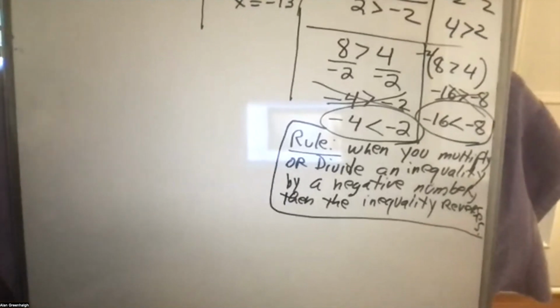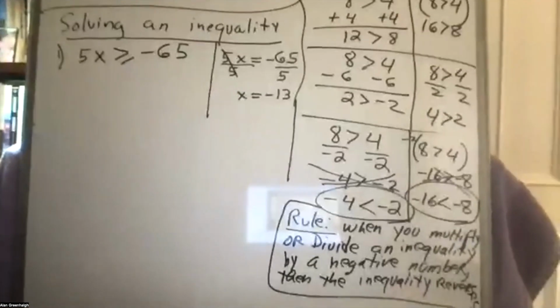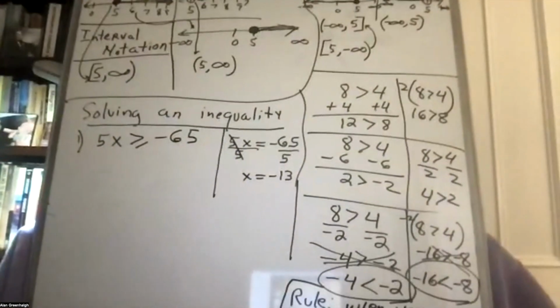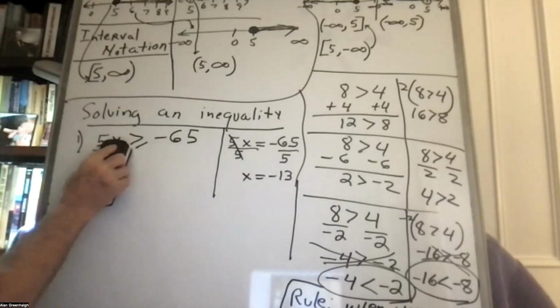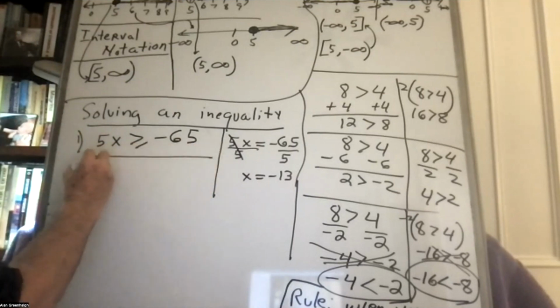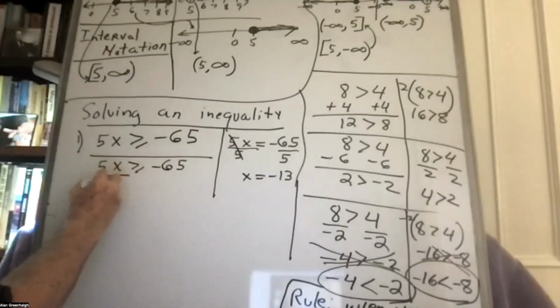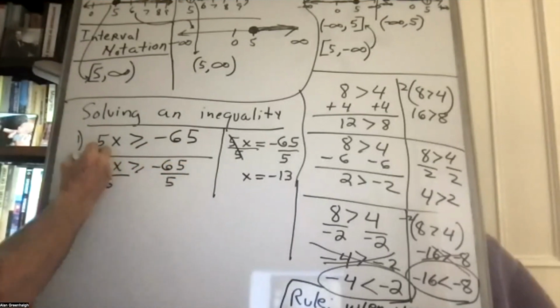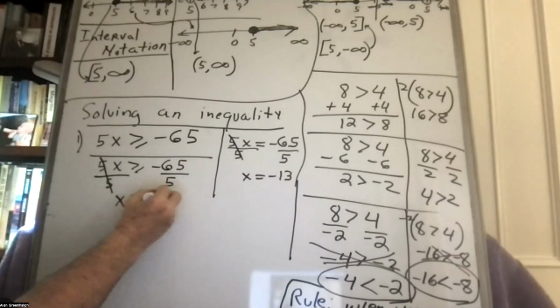Okay, now let's solve some of these things, okay? So now we go back to the problem we were doing here, the original problem. And let's solve it. Well, let's do it the same way we were doing it when we were doing an equation, which is to rewrite the problem. Divide by 5. What do we get? X greater than or equal to negative 13.